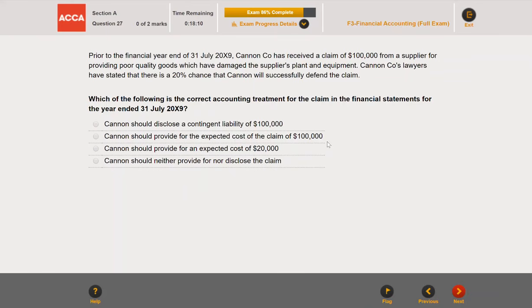Okay, there is a 20% chance that we will defend the claim. It means there is 80% chance that we will not defend it. It means there is 80% chance that it will become a liability, which is more than probable. So if it is probable, then it is a provision. Canon should disclose a contingent liability. No, Canon should provide for expected cost of claim of 100,000. Yes, this is the answer. The whole thing would be considered as a provision, not a percentage figure.